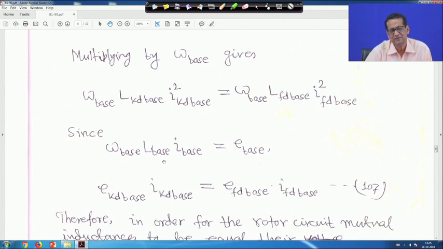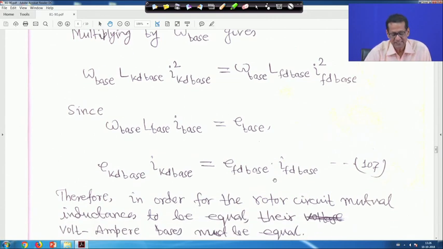From the dimension analysis of the per unit, which we have seen earlier, it will be EKD base IKD base, because IKD square is there. This is the general formula for the dimension as far as per unit is concerned. So we can write EKD base IKD base, and the right hand side will be EFD base IFD base. This condition has to be satisfied for the reciprocal thing, right.